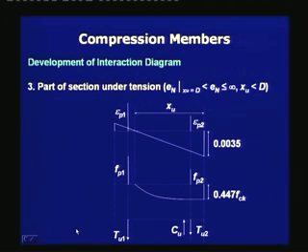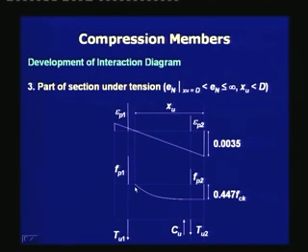Next, we are moving to the case where part of the section is under tension. Note that in the strain diagram, now on the left hand side we have some tension. Epsilon n is less than the value corresponding to xu equal to D, whereas epsilon n is less than infinite, which is for the case of pure bending. Xu, which is the depth of neutral axis, is lower than D. Once xu is lower than D, we have some tension on the left side.